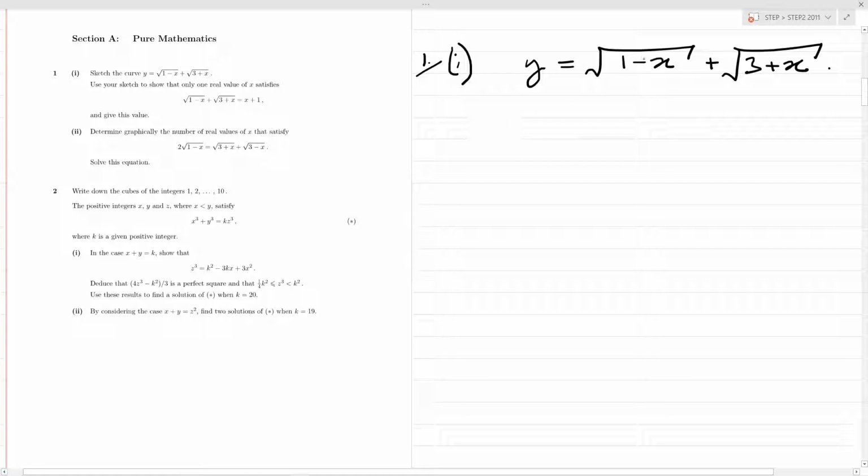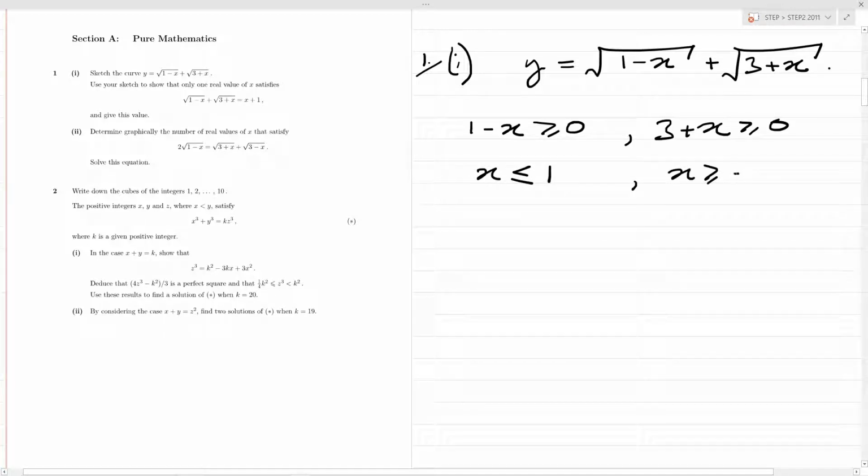So here we have the square root. Now, for this to be a real number, as we all know, we cannot take the square root of a negative number and have a real solution. So we're going to have to realize that what is inside the square root has to be greater than or equal to 0, and obviously this part also has to be greater than or equal to 0 for this to be defined in the real numbers. So that means that x has to be less than or equal to 1, and x has to be greater than or equal to minus 3.